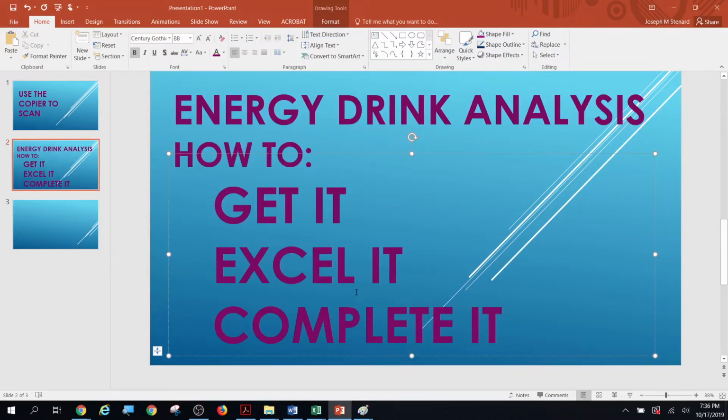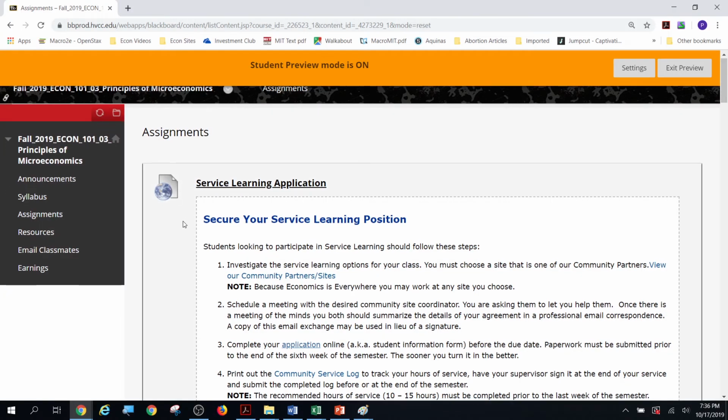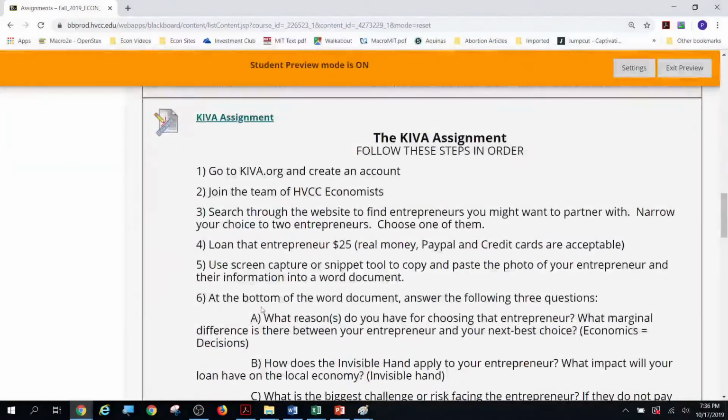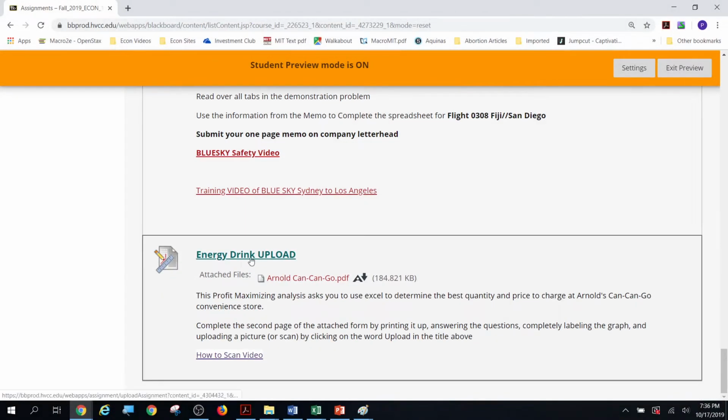All right, we're going to do the energy drink analysis: how to get it, how to excel at it, how to complete it. We're going to go first to the assignment itself. Inside of this, you're going to go into your assignments, and down at the bottom, you're going to find that there is an energy drink upload. This is where you'll find the assignment itself as well as some instructions. This is also where you're going to come back and upload your document.